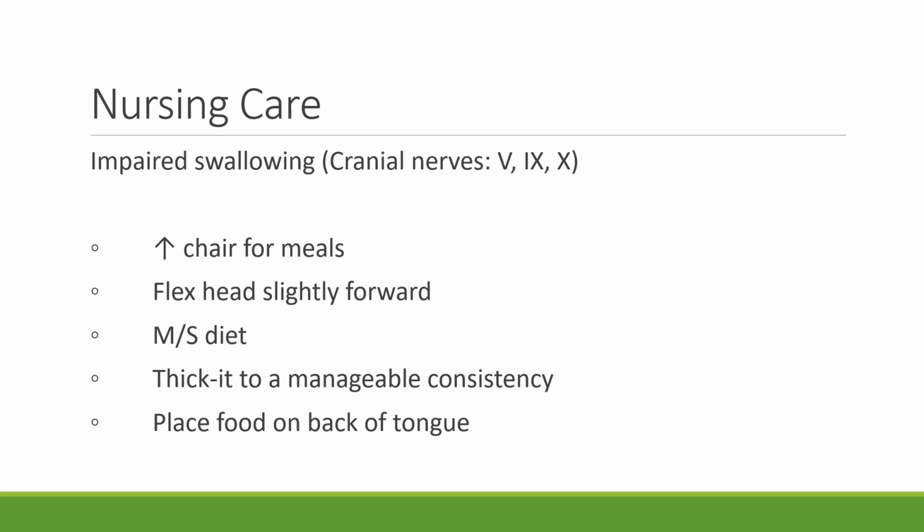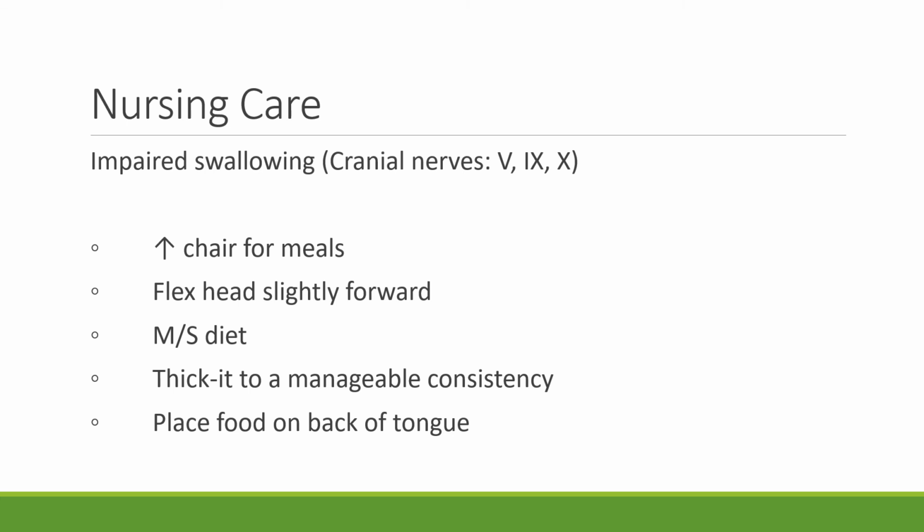Impaired swallowing. So what do we do for that? We're going to have them up in a chair for meals. They may need to flex their head slightly forward during swallowing. It helps make sure the epiglottis closes to the trachea. They might be on a mechanical soft diet or a puree diet, so they don't have to chew large chunks. Remember, they're having impaired motor function. Okay, so they might use thickening products to make it a manageable consistency.